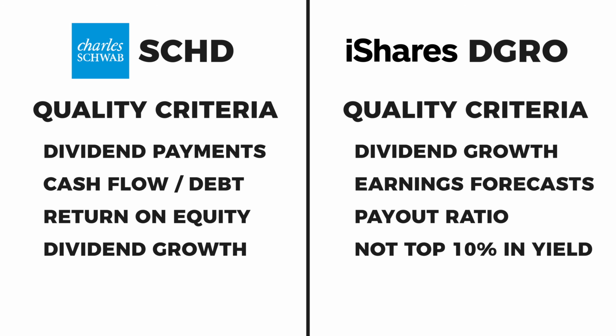So the criteria around DGRO is actually really interesting. I think it's the closest thing to SCHD in terms of trying to focus on quality companies that meet specific criteria. Now, their criteria are different because they're using things like consensus earnings forecasts and payout ratio instead of cash flow to debt and return on equity. But they all kind of lead to the same place of we want the best companies that we can find.